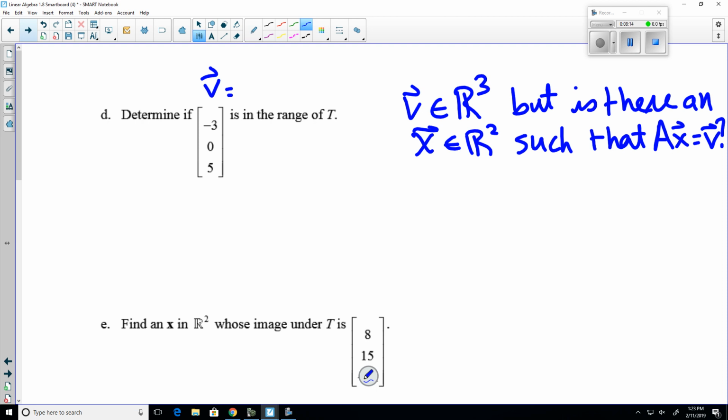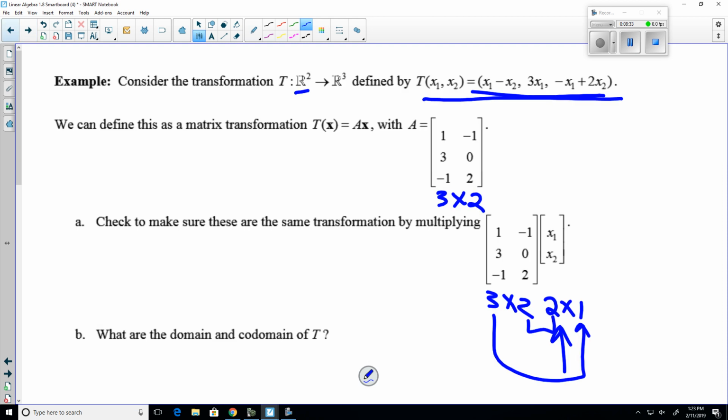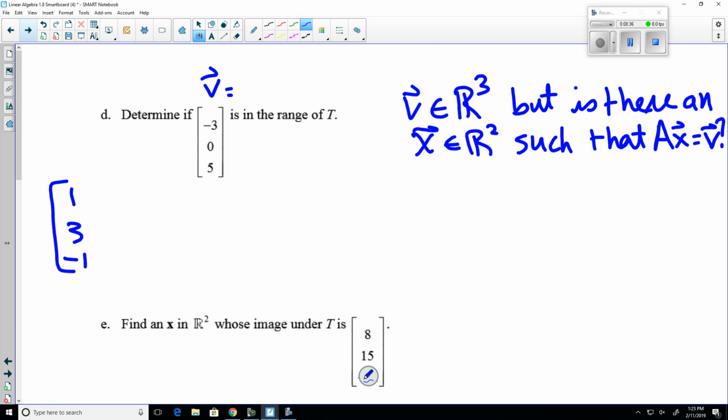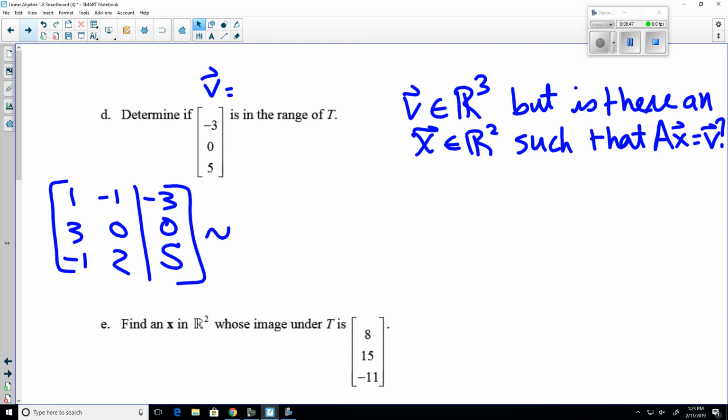I know it's in the codomain because it's an R3 vector. But is it in that plane, right? So the way to figure that out is to solve that equation, Ax equals v. So augment A with v. A is 1, 3, -1, 0, 2. Is that right? Augment with v, write the output, and see if there's an x.